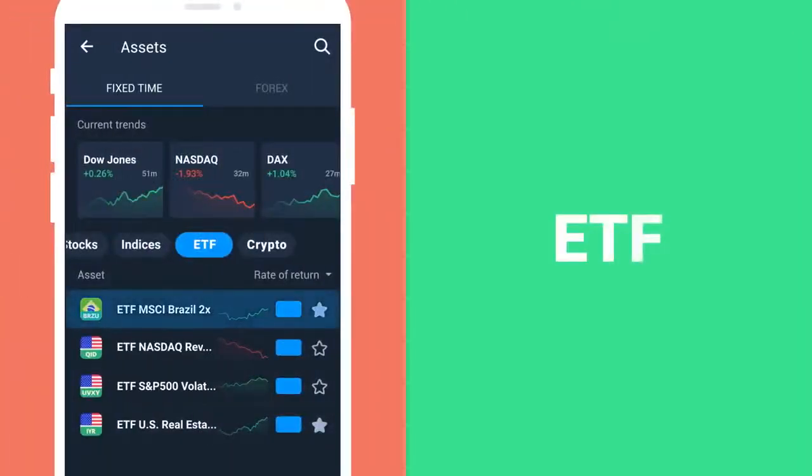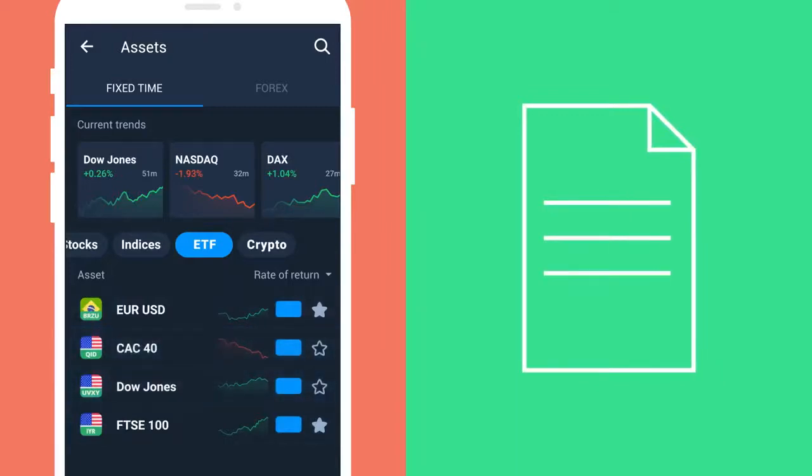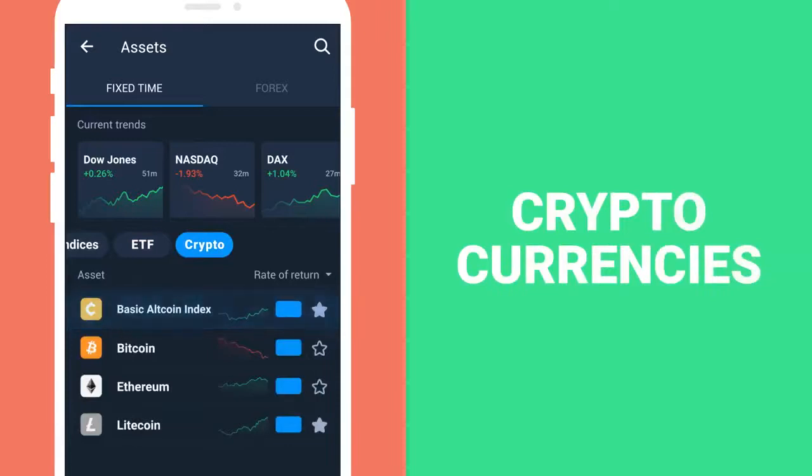ETF, which stands for Exchange Traded Funds, are Exchange Traded Investment Funds, essentially a certificate for an entire portfolio of stocks, bonds, and indices. A cryptocurrency is a digital, virtual currency which is stored and accounted for by using a decentralized cryptographic mechanism. It is considered one of the most unpredictable and risky assets.